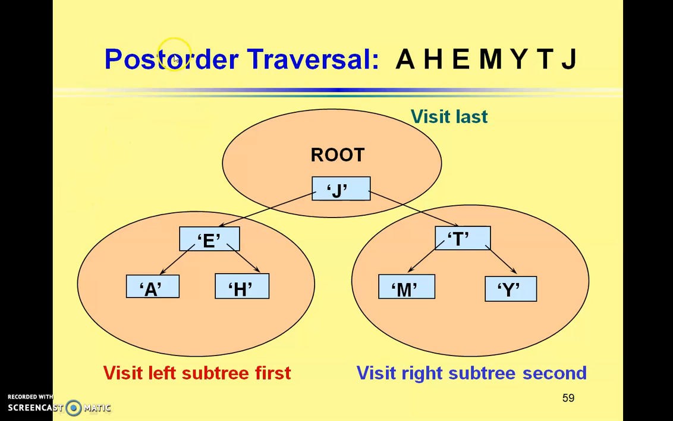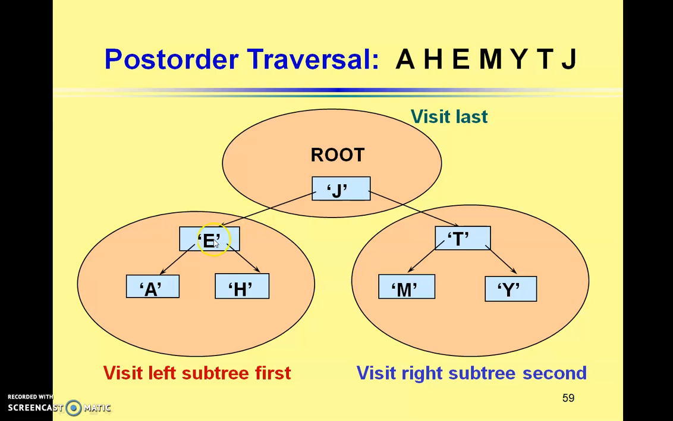So post order means left child, right child, parent. Pre-order was parent, left child, right child. In order was left child, parent, right child. Post order was left child, right child, parent. So these orders are really about when you count the parent. So post order is last, right?